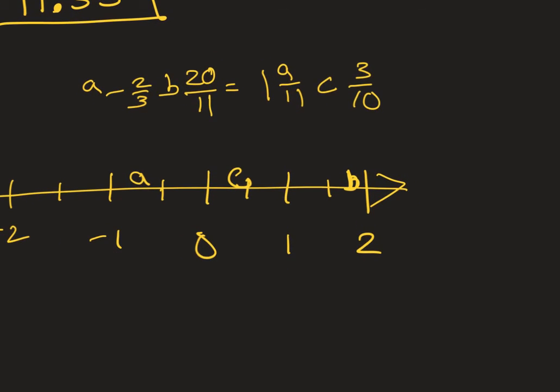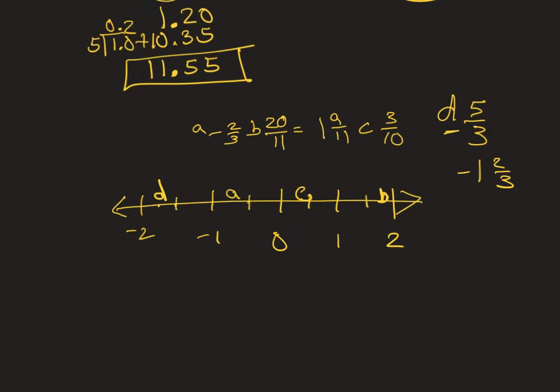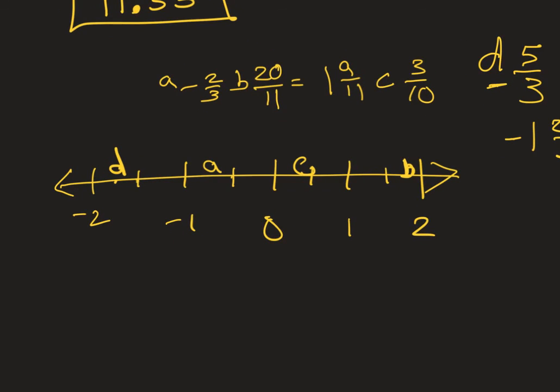And then the last one, D is at 5/3, which is 1 whole and 2/3. Okay? And that one's negative. Sorry, I forgot it. So that's going to be over here. It's going to be more than a half, so D is going to go here. Any questions on that one?